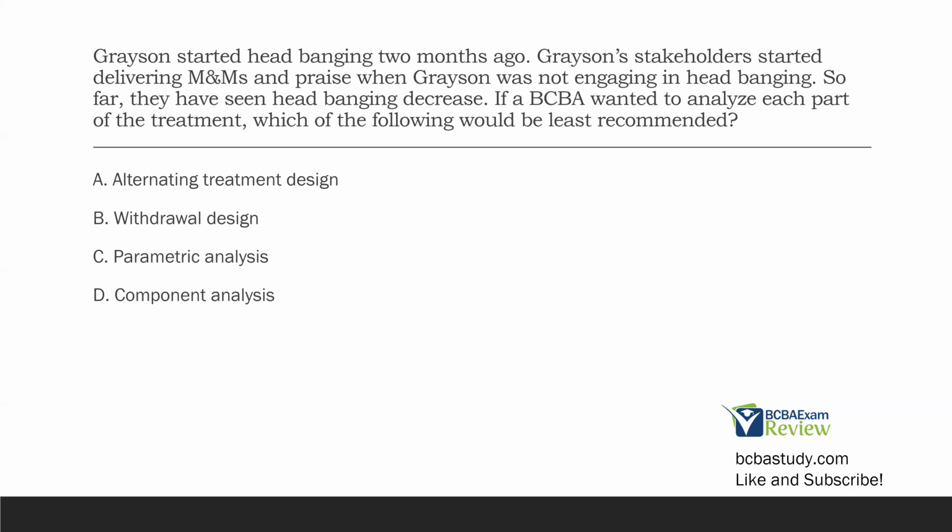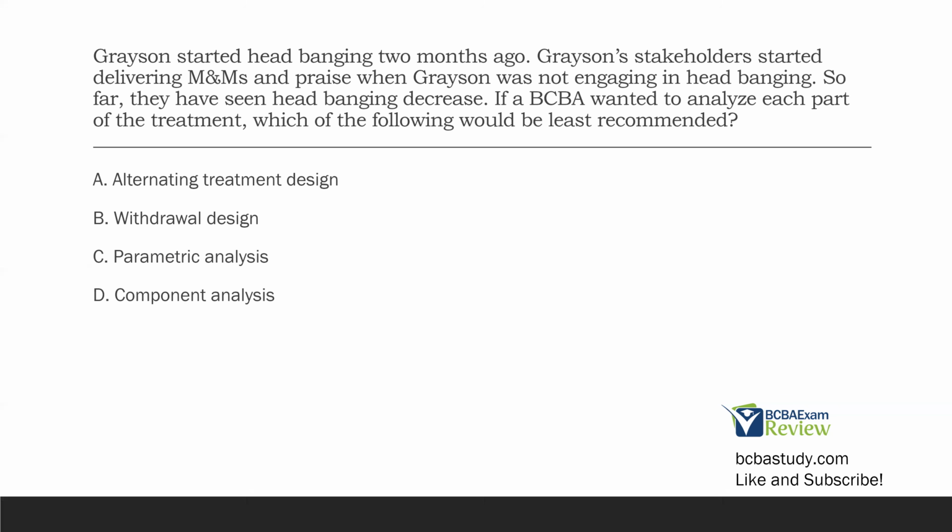In this case, what happened? Well, Grayson was headbanging, so self-injury. He's no longer headbanging, right? They've seen a lot of headbanging decrease. What in your mind would you not do here, right? If we have a self-injurious behavior, we've started to see a decrease, what is the last thing we want to do? Think about ethics, think about what it says about evaluating treatment and how we should do that.